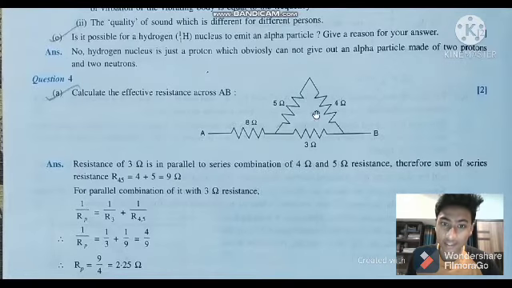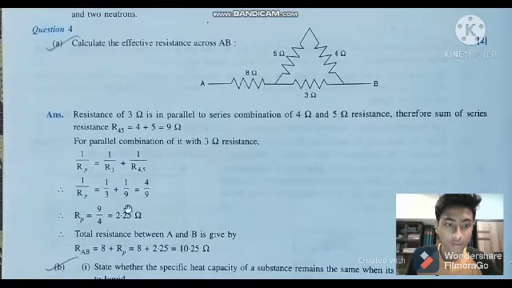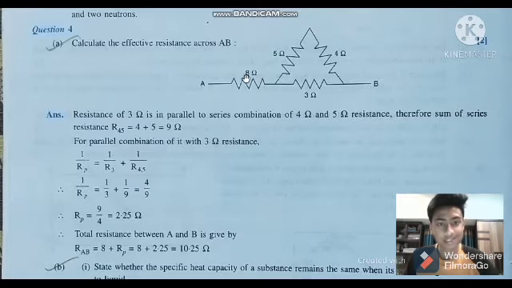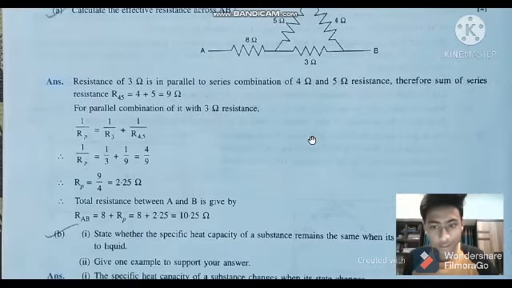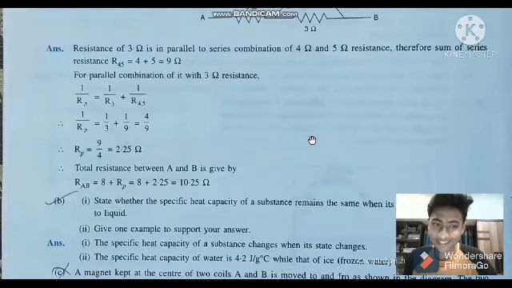Since this equivalent 9 and 3 are in parallel, so 1 upon Rp would come to you 1 by 9 plus 1 by 3. Ultimately 1 by Rp is going to come to you 4 upon 9, which is nothing but 2.25 ohm. Then the total resistance is, this is 2.25 total effective and this is 8. These both are in series. Ultimately it's going to be 10.25 ohm. That's your answer. Simple. Nice.